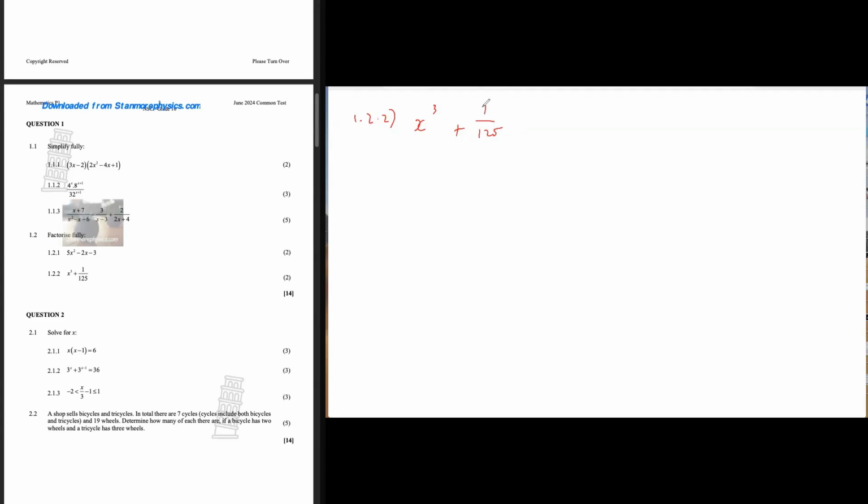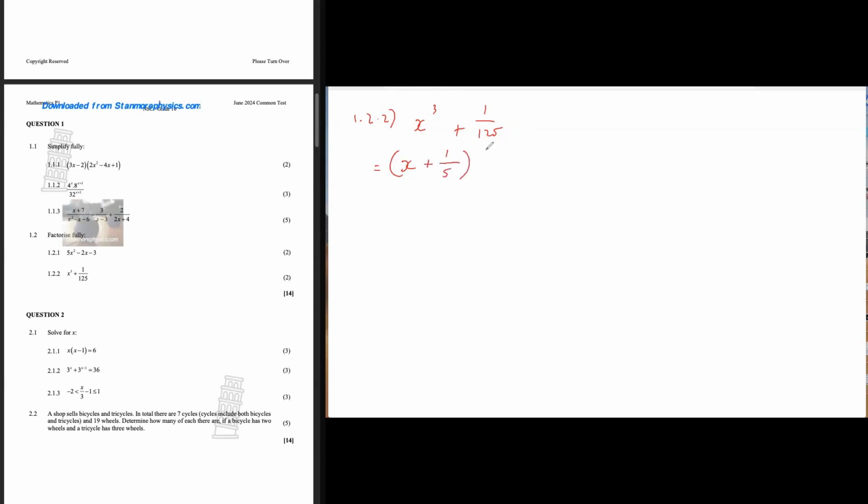This is 1 cubed. And to check this, you can just cube root each of the numerator and the denominator. So the cube root of 1 is 1. The cube root of 125 is 5. So we know the rule. When we know that it's a perfect cube, the first bracket is very simple. The cube root of x to the power 3 is simply x. Cube root of 1 over 125. As I said, the cube root of the top will be 1, and the bottom 5.